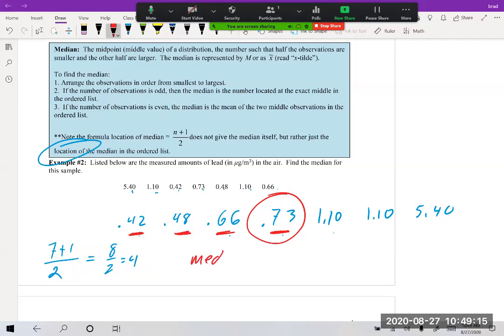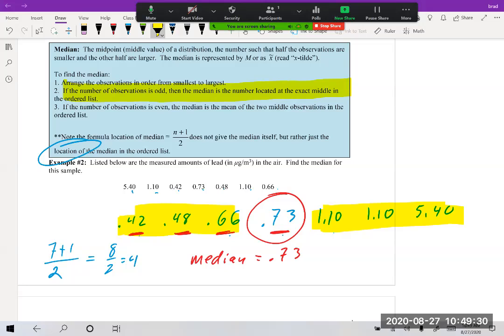So our median is 0.73. And notice there's 3 data values to the left of it, and there's 3 data values to the right of it. That was because there was an odd number. And it says right here, if the number of observations is odd, the median is located in the exact middle. If the number is even, we have to do that averaging out thing that we had done of the 2 values, I think it was in the Hawaii problem from chapter 2. Okay, so it's pretty straightforward.